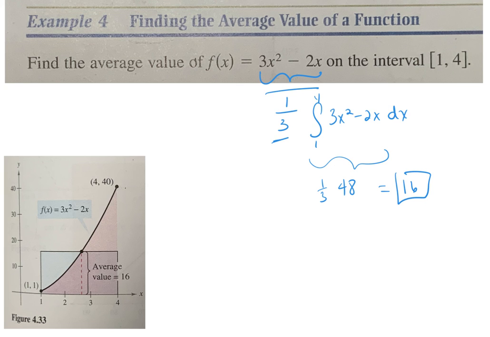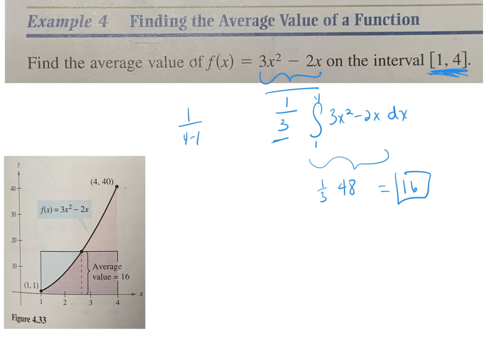How did you get the 1/3? You took 1 over b, that's your 4, minus 1. So whatever your interval is, you're going to subtract it, which makes sense. If your entire area is 48 and it's over 3 units, then the average per unit is going to be that divided by 3. That's literally all you're doing.